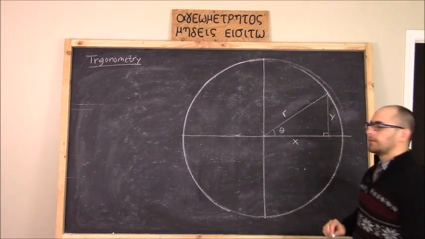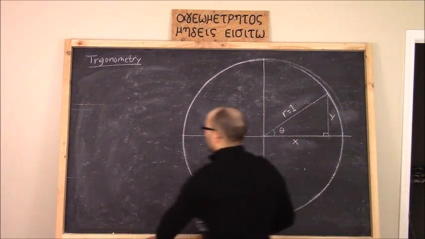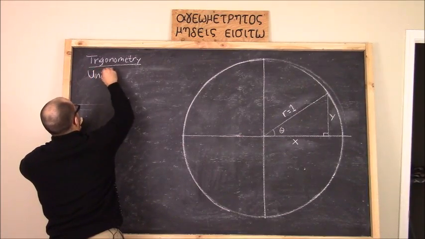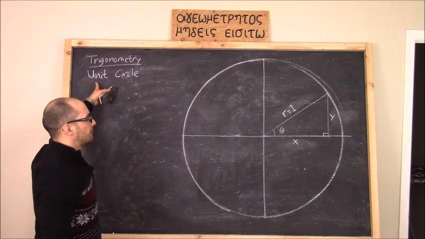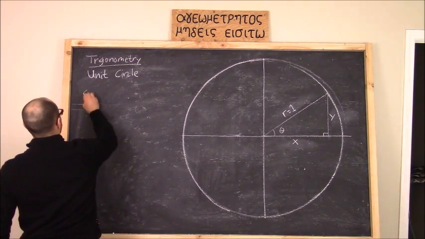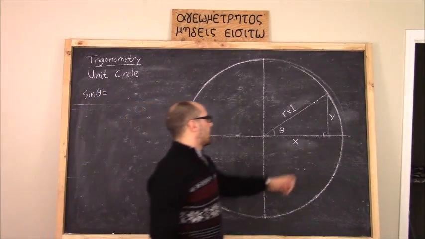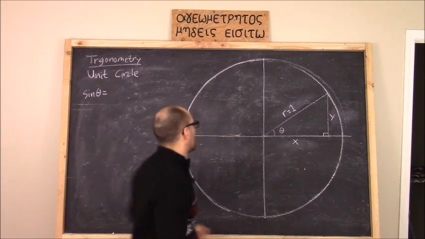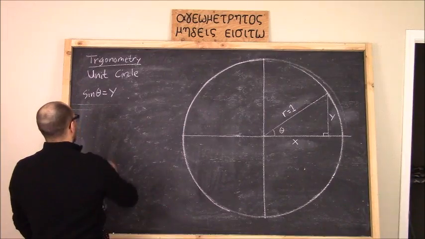for radius. If I set this r equal to 1, we have what is called the unit circle. Unit meaning 1. We can define the same functions. This time, sine, opposite over hypotenuse, y over r. Since r is 1, it's simply y.